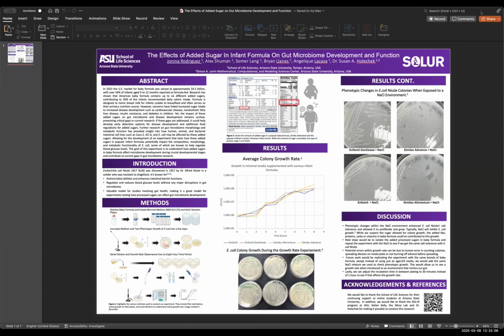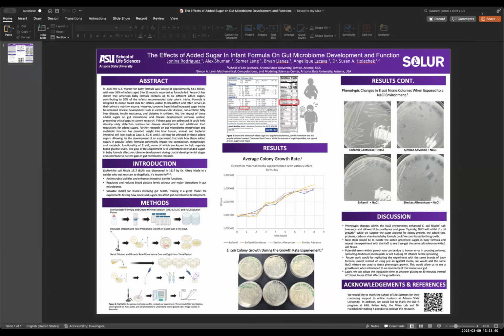Basically what we did is I decided to use a bacteria called E. coli Nissle, which is actually in our gut, and it actually regulates glucose through the liver and the insulin receptors in our bodies. So basically what we wanted to see was how the different processed sugars in infant formula, such as Similac and Enfamil, affected their growth and proliferation based on a certain environment that we created.